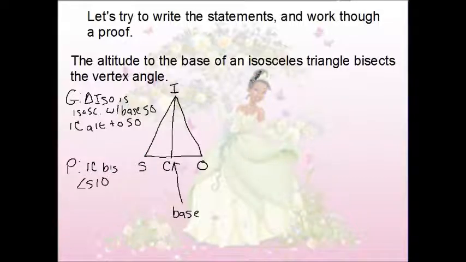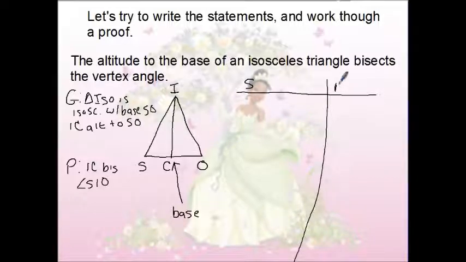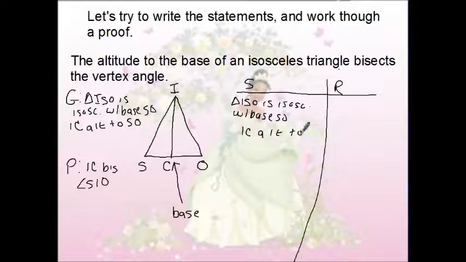So here we go. Statements and reasons. Starts off with those givens. Triangle ISO is isosceles with base SO. And let's restate this. There we go. We also know that IC is an altitude to SO. Those are going to be my givens.